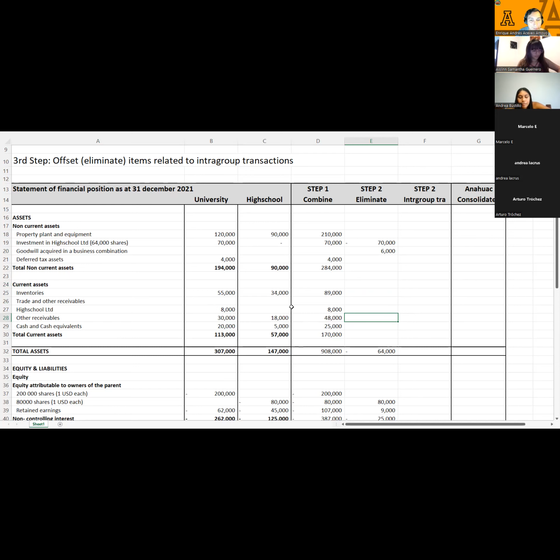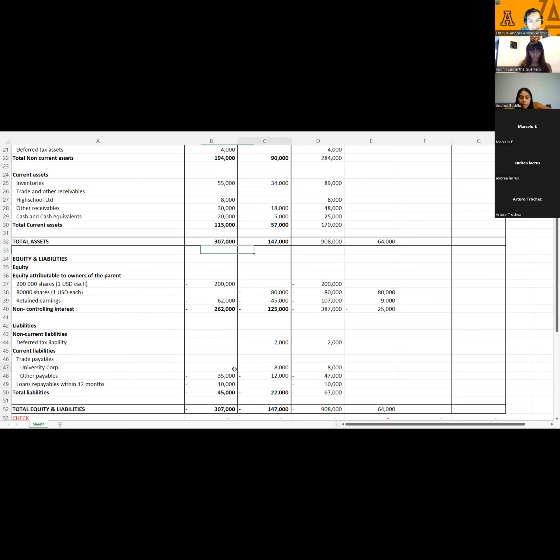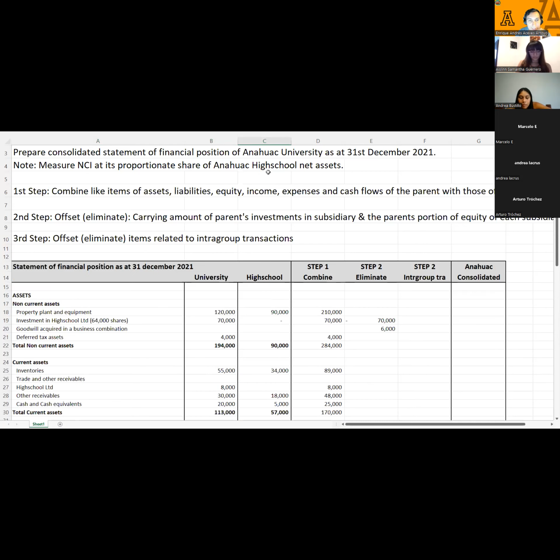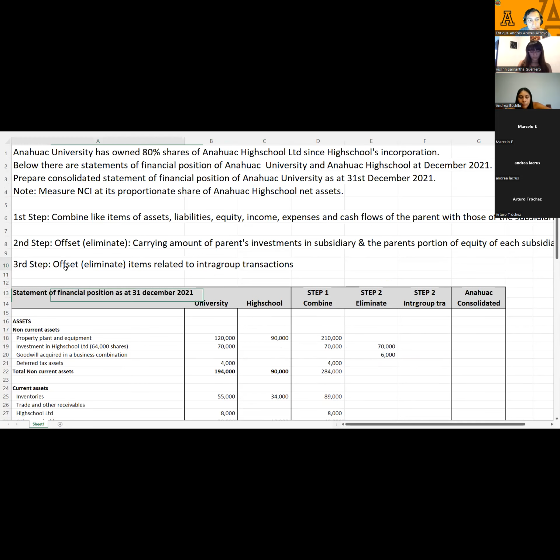So, guys, we have intragroup movements in here. Look, in the university part. And in here we have a payable from the high school section. So the last part is to offset and eliminate items from intragroup transactions. So who can tell me how can we eliminate those?